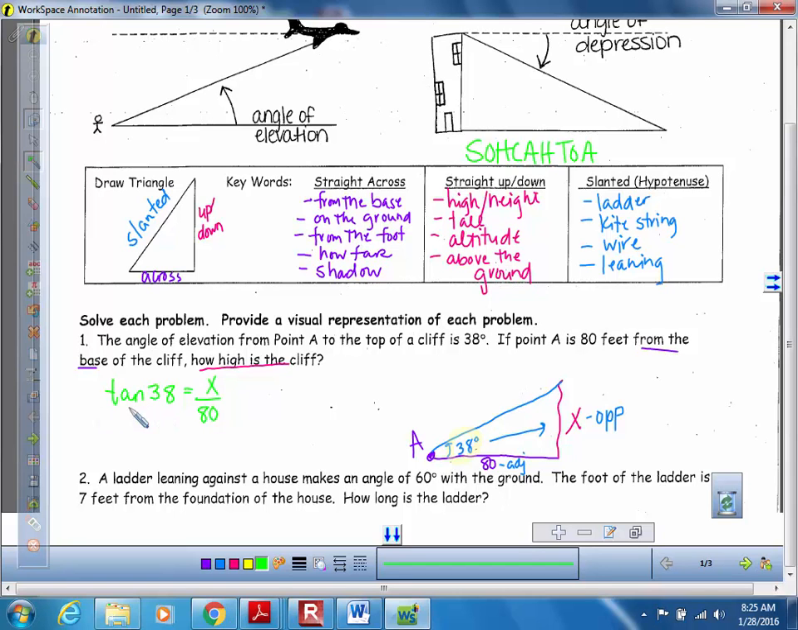So from there, I would want to put a 1 under this and then cross multiply. So when I cross multiply, I get x equals, and then I'm multiplying 80 times tangent 38. Remember, tangent 38 can't be separated or changed, so 80 goes in front. We get 80 tangent 38. If I plug that into my calculator, for x, I would get 62.5 feet.